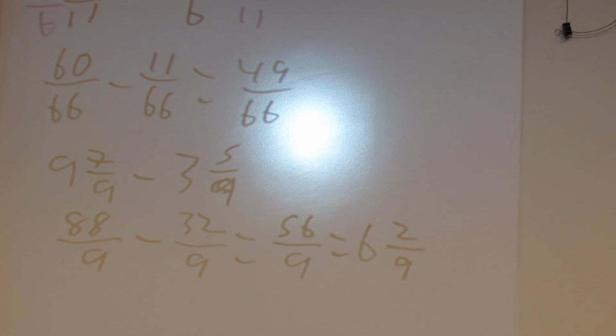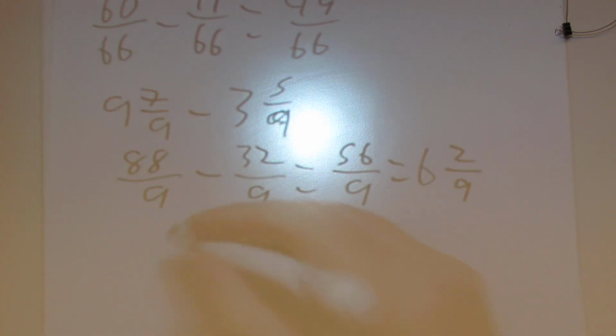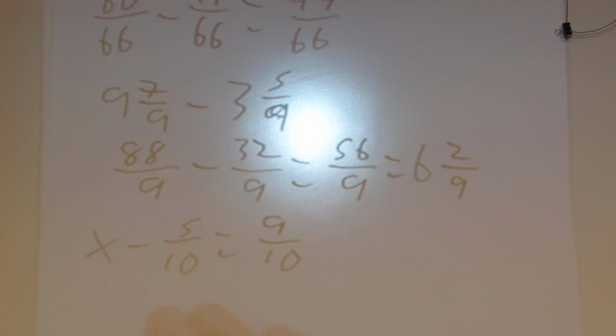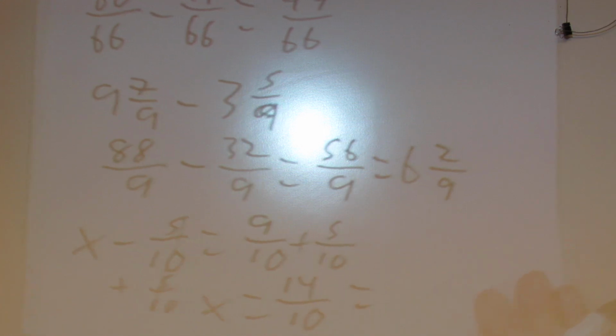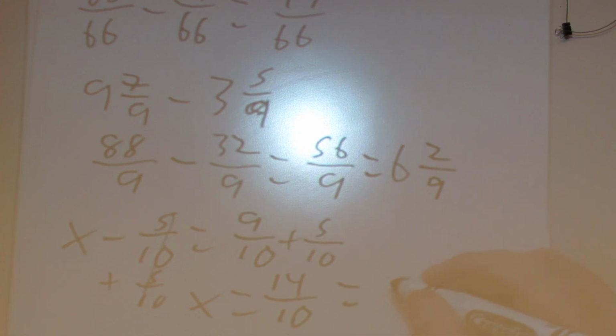Next, let's say that we have x minus 5 over 10 equals 9 over 10. Because we have the same denominator, I'm just going to leave it and add 5 over 10 to both sides. So these are going to cancel. I'm going to get x equals 9 plus 5 is 14 over 10. Now I'm going to reduce that by dividing both by 2. So it's going to equal 7 over 5. On this one, you do not need to change it into a mixed numeral.